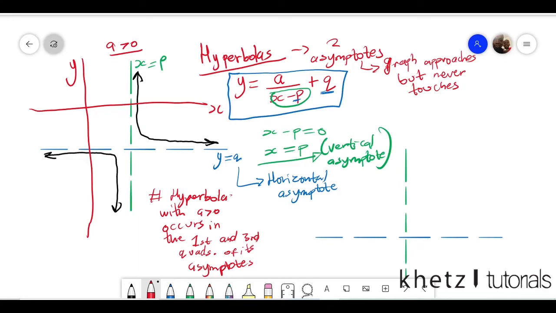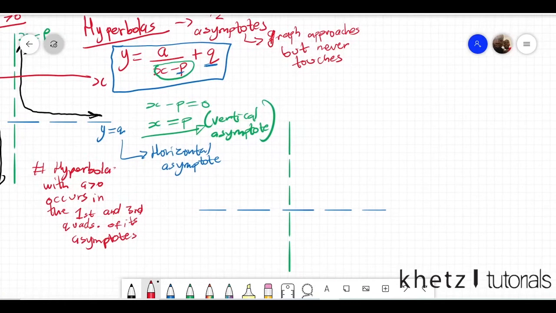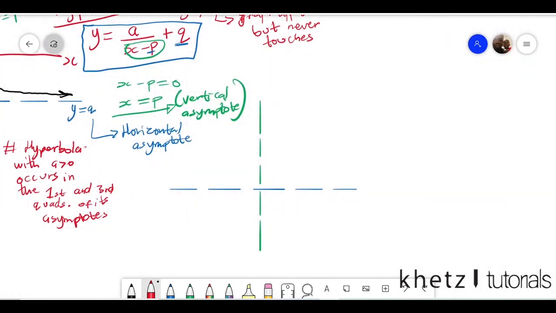I only described what happens when your a is positive, or when a is greater than 0. So now let's talk about when a is less than 0. When a is less than 0, you basically have your hyperbola, which, as you saw, consists of two sections. One of the sections will occur in the second quadrant, and the other one will occur in the fourth quadrant.